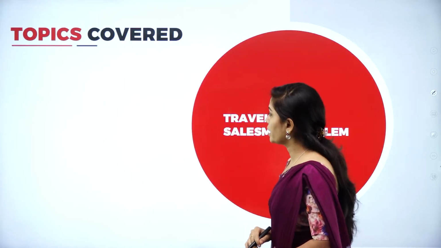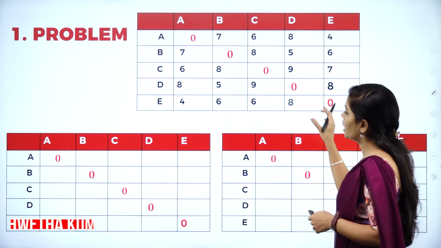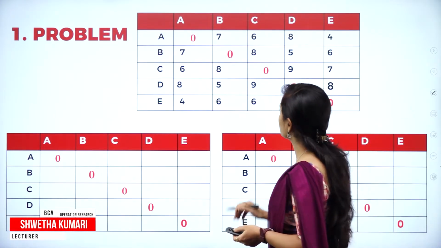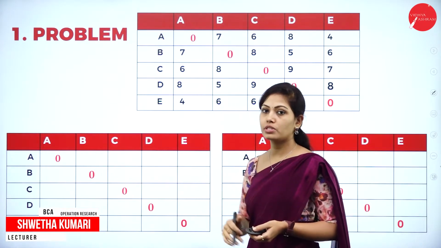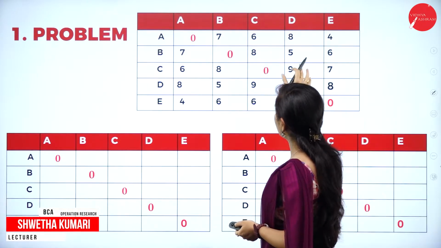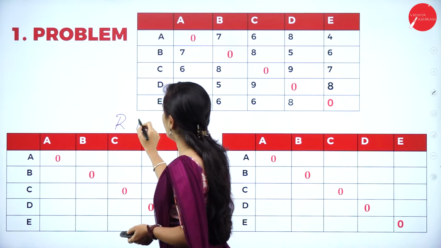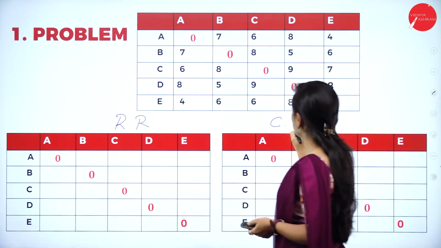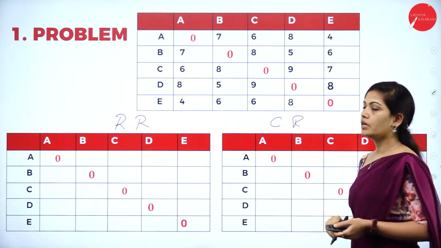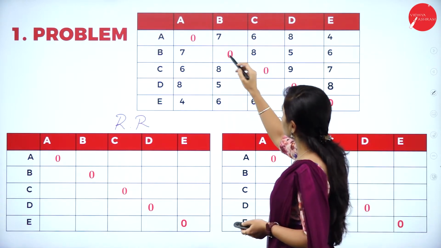Today I'm explaining some other important problems on the traveling salesman method. In the first problem, I have a number of rows and columns, and all the diagonal matrix values are zero. First you have to find the row reduction and column reduction. So first find out the row reduction values.